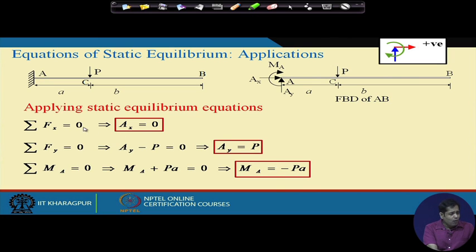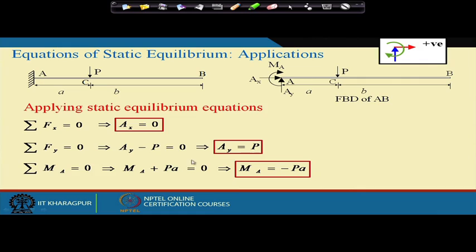Now, you see, all these equations give you some information about the system. The first equation tells you that Ax is equal to 0. The second equation tells you what the vertical reaction is, and the third equation tells you what the moment is. These equations may be coupled or decoupled, but they need to be linearly independent. In this case, we have seen that these equations are independent, meaning they give you some new information, and that information will help you find the unknowns.